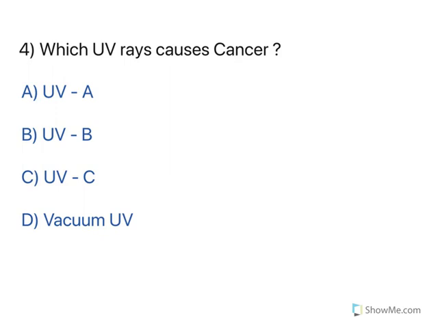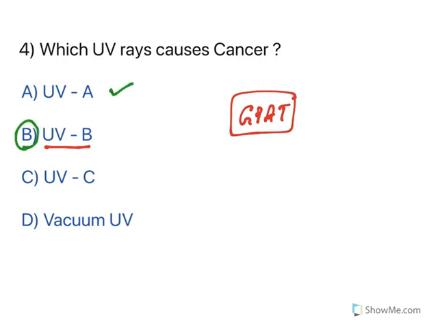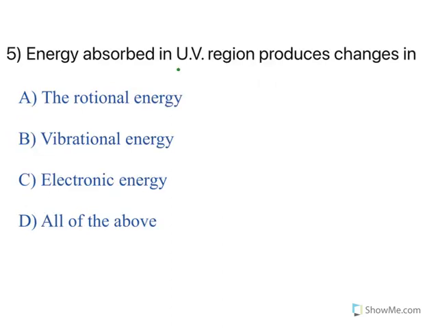Again, see the same thing. Which UV rays cause cancer? Remember, all these questions are given in previous GPAT examinations. All of them are basic concepts which are tested from UV visible spectra. And the cancer is because of UVB. As we have seen, UVA causes photoaging or wrinkling. UVB affects the epidermis and it may be responsible for cancer and sunburns. UVC, germicidal activity.